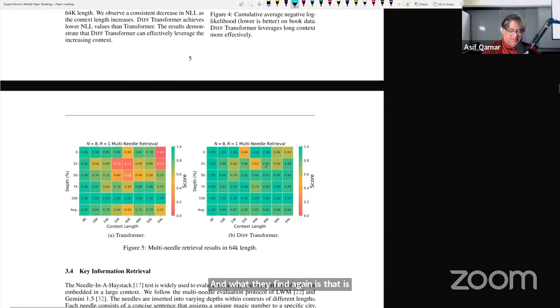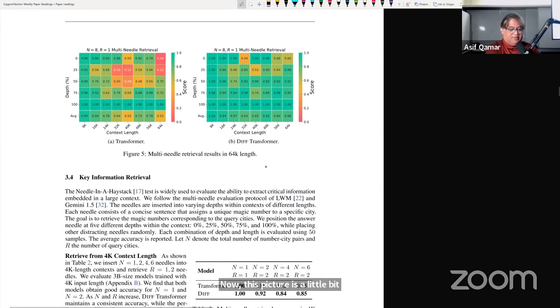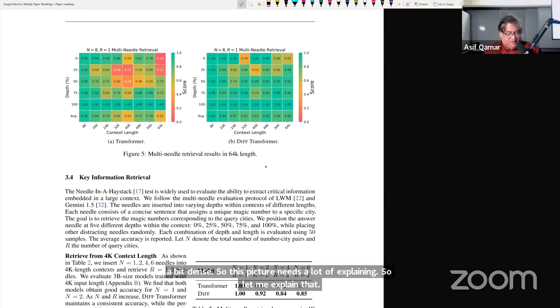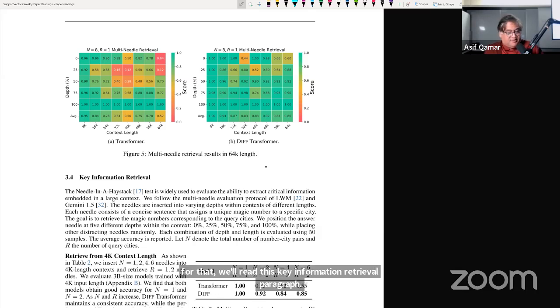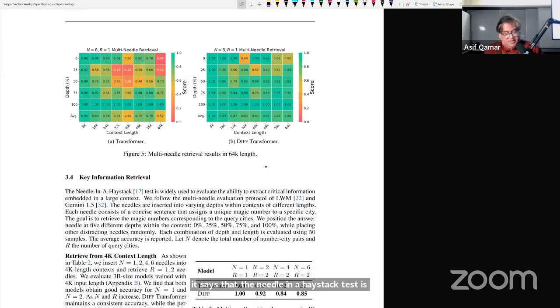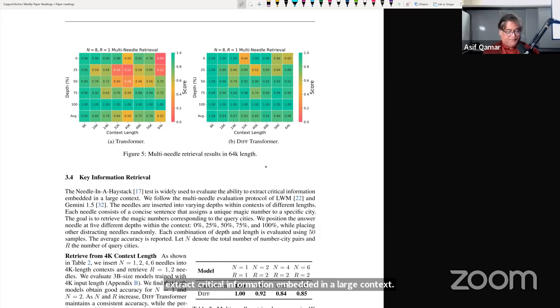Now, this picture is a bit dense, so it needs a lot of explaining. Let me explain that, and for that, we'll read this key information retrieval paragraph. It says that the needle in a haystack test is widely used to evaluate the ability to extract critical information embedded in a large context. Large context, we just give it a very big input.